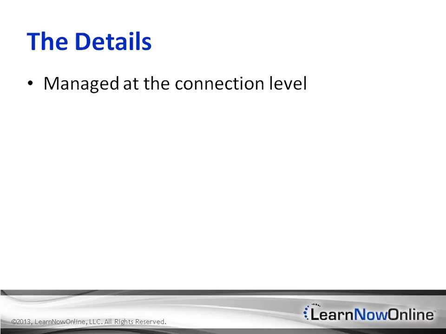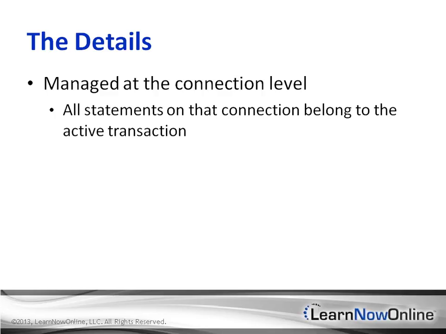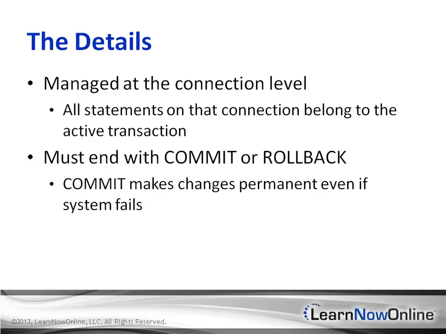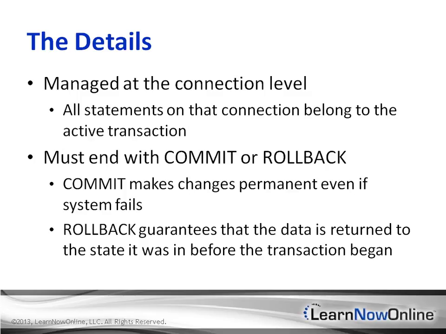And by default, transactions are managed at the connection level. When you start a transaction on a connection, all Transact-SQL statements that execute on that connection are part of the transaction until the transaction ends. Each transaction has to end with either a commit or a rollback statement. A commit statement guarantees that all modifications are permanent. The rollback statement backs out all modifications that the transaction made by returning the data to the state it was in at the start of the transaction. And both commit and rollback statements free the locks and resources that the transaction used.